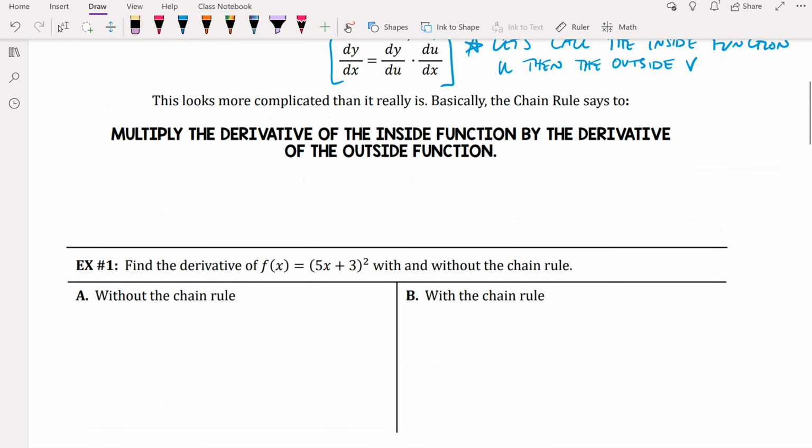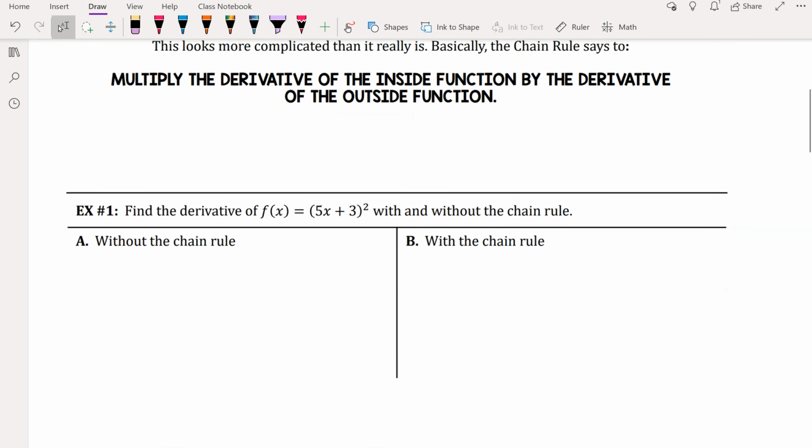All right, so for the first example we're going to use the first version. It's the same thing. But why do we even need this? Well, let me show you. Without the chain rule, if we wanted to find the derivative of this function, we would have to expand. So f of x equals 5x plus 3, and then 5x plus 3 because it's squared, right? And then we'd have to actually expand that.